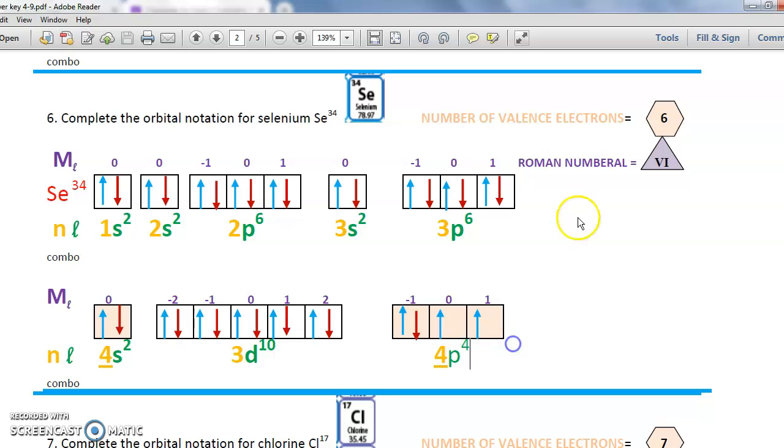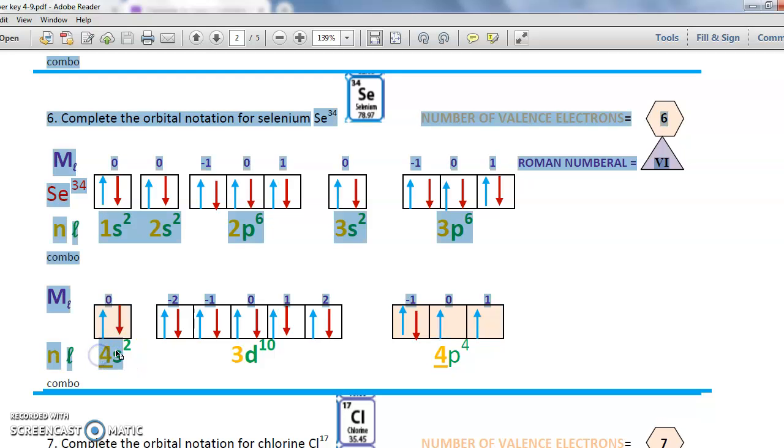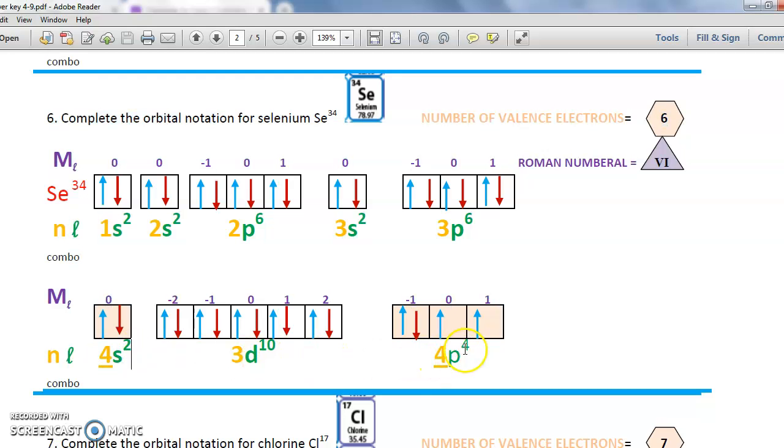1, 2, 3, 4. How many valence electrons do we have here? Valence electrons are electrons in the outermost energy level. My outermost energy number is 4. There's a 4. That 4 has 2 in it. There's a 4. That 4 has 4 in it. 2 and 4 is 6.